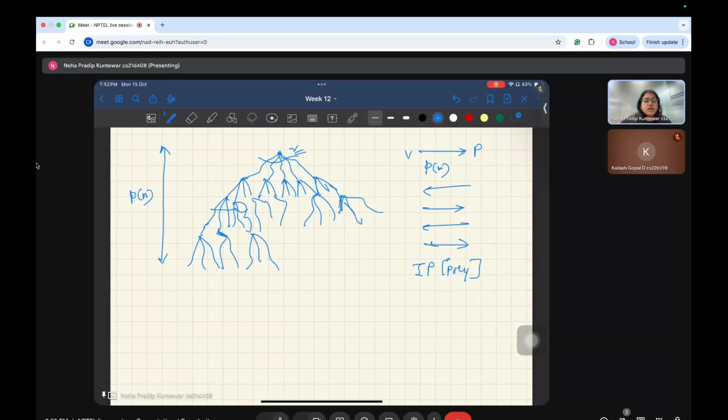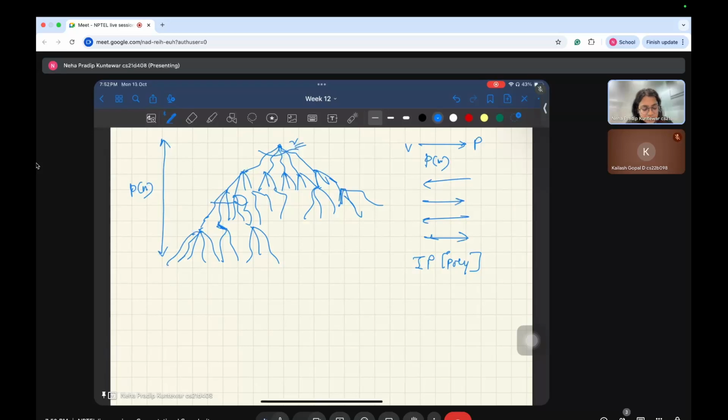Okay, now the question is, how many leaves can there be? So let's say we are talking about this last level. How many trees can there be? Well, each of the messages could be polynomial in length.